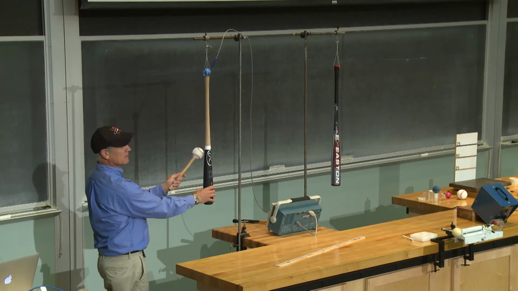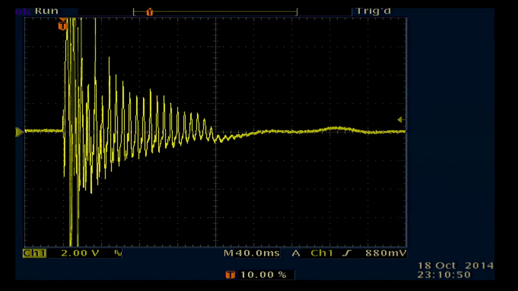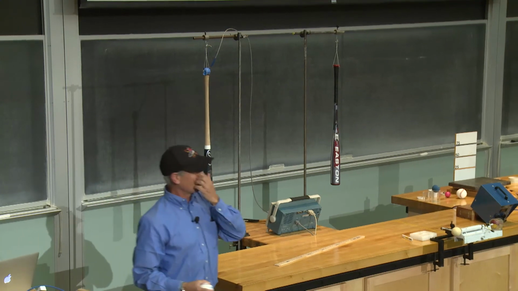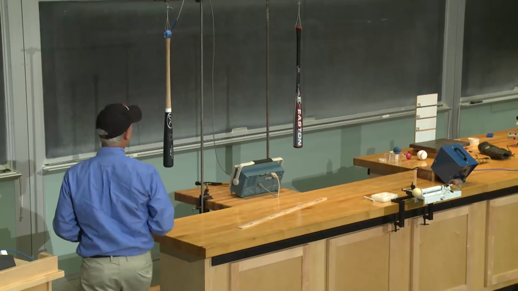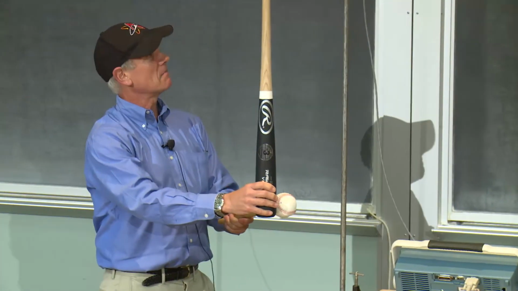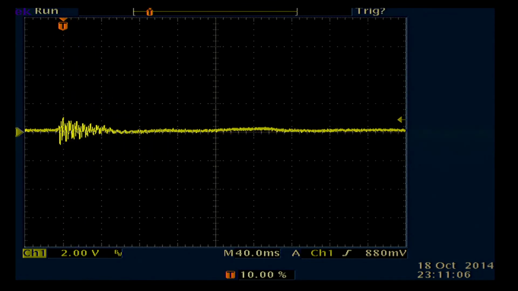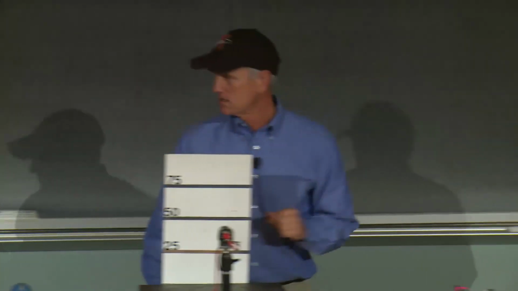All right, now I'm going to hit the bat about where we saw it in that video. Okay, so take a look at the screen. Much more energy is going in, obviously, right? There's much more motion to the bat. That means much more of that energy is going into the bat. If I hit it off the end of the bat, okay, and back to the sweet spot. So what a difference. And that is one of the reasons for the sweet spot.